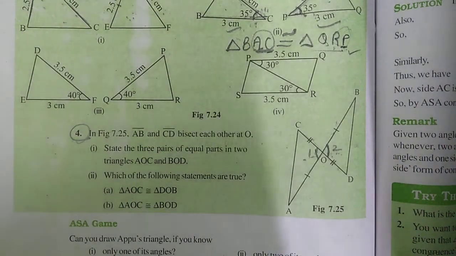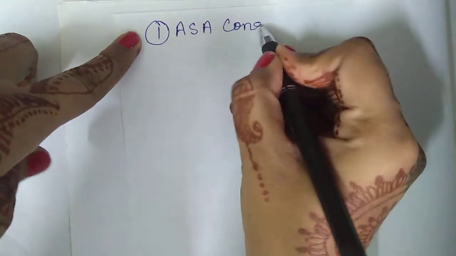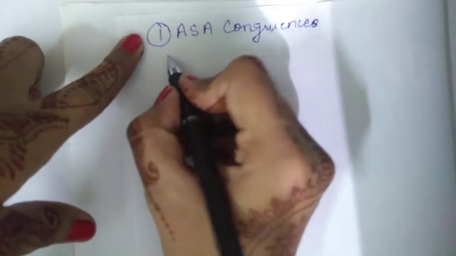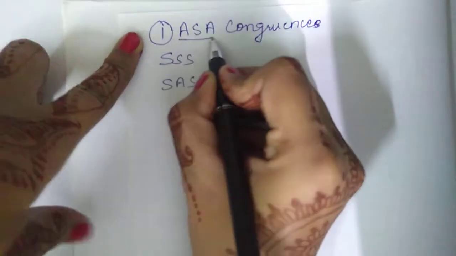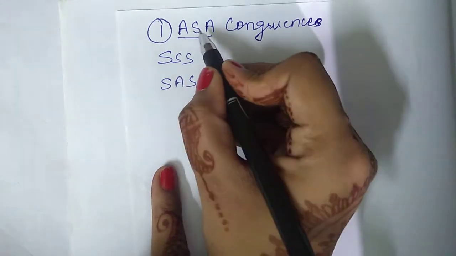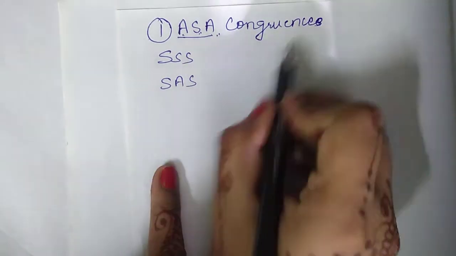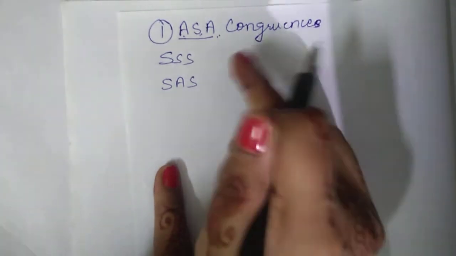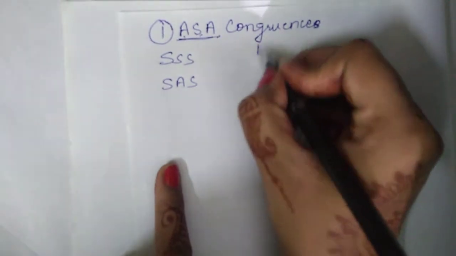Now I am coming to the next congruence rule. The third rule we have is the ASA congruence rule. We have learned about two rules. First we have learned the SSS congruence rule, then we have learned about SAS. Now the third one is ASA. It stands for angle side angle. The statement of this rule is given on page number 144 of your NCERT. Here I am not writing, I am just explaining. This statement is given on page number 144.